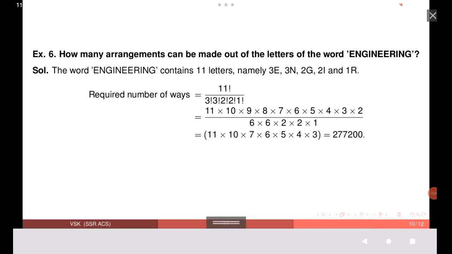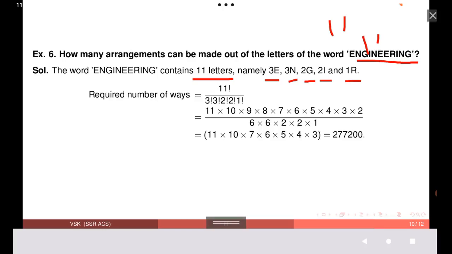Let us see one more example. In how many arrangements can be made out of the letters of ENGINEERING? So here you can see there are total 11 letters. These are the 11 letters. And E is repeated 3 times. You can see N is repeated 3 times. G is repeated 2 times. I is repeated 2 times. And R is repeated 1 time.